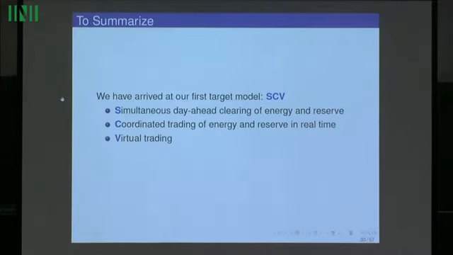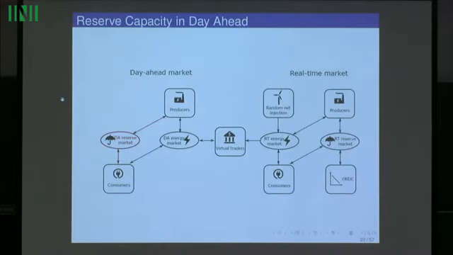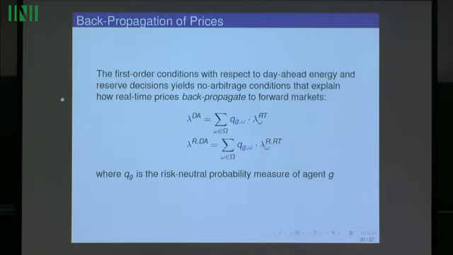So this thing that I've set up here is the skeleton around which I will build up the European model to compare the two. But this is really the US two-settlement system as we perceive it in our work. A very important feature of this model is that, by looking at the first order optimality conditions of the positions you can take in the day-ahead market in energy and reserve capacity, you can explain the back-propagation of the real-time prices, which are the ones that are affected by the scarcity pricing mechanism.